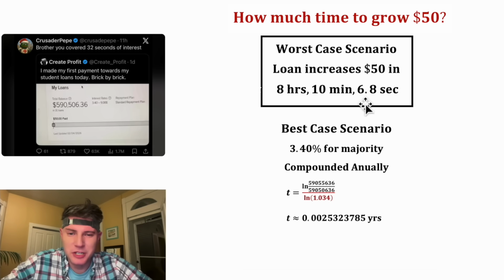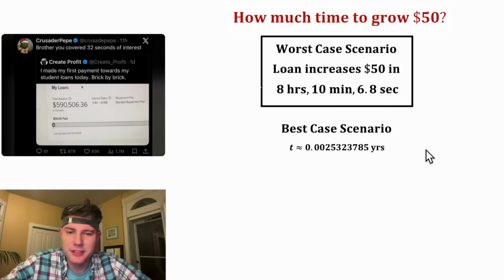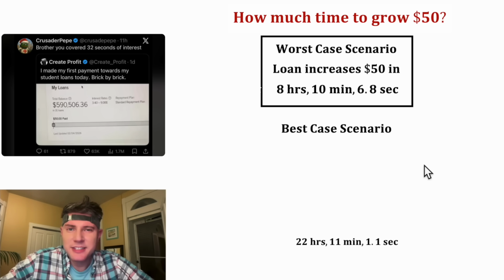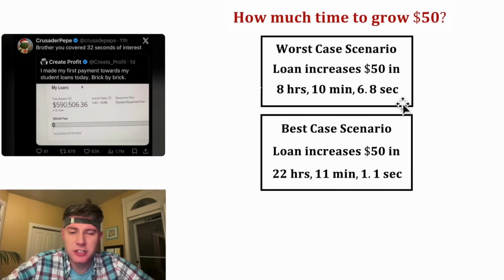This already looks much better than this one. Let's see what it is. After we do all the same math, it gives us 22 hours, 11 minutes, and 1.1 seconds. And that is the best case scenario. This person is going to have to pay about $50 every day just to cover the interest. I kind of hope this person got a really good job or that this is fiction. How not exciting.